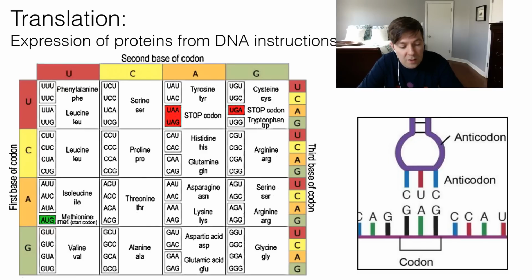Then we also have some punctuation. Our start codon, every protein synthesis has to start with AUG, whether the methionine stays on there or not. And then every protein synthesis has to be stopped by this signal of a stop codon, either UAA, UAG, or UGA.